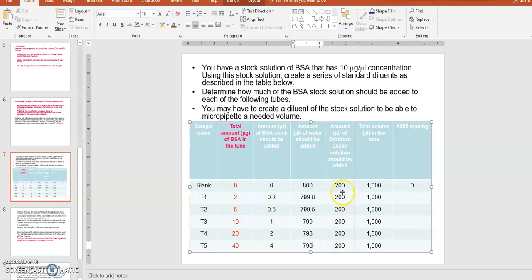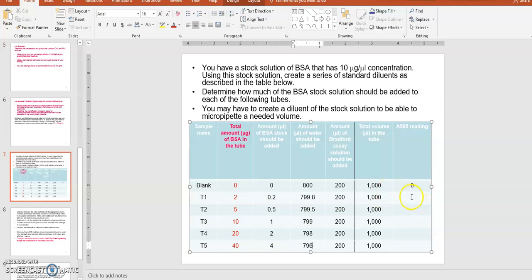So by combining BSA assay solution with 800 microliter of your mixture of BSA and water, you will get 1000 microliter volume there, right? And then these mixtures will be transferred to a cuvette. A cuvette is a special sample container that doesn't absorb light by itself. And then you're going to transfer these samples to the cuvette, and do the spectrophotometry reading using the sample in the cuvette, right?